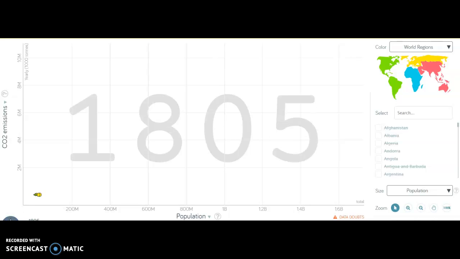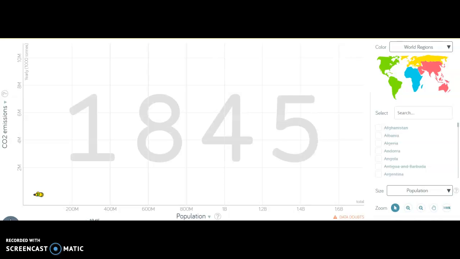Today we are using Gapminder to display and compare the rise of CO2 emissions per given year to the total populations of several countries. CO2 is the measurement of the total carbon dioxide emissions, which comes from the burning of fossil fuels and is measured in the units of 1,000 metric tons.